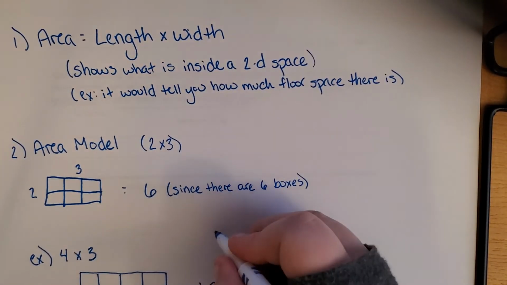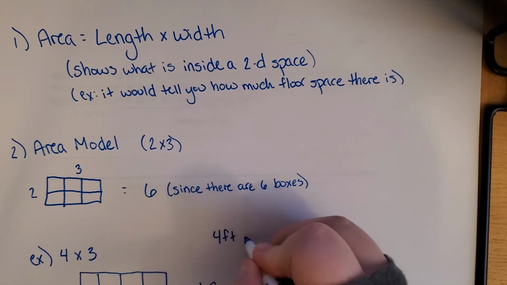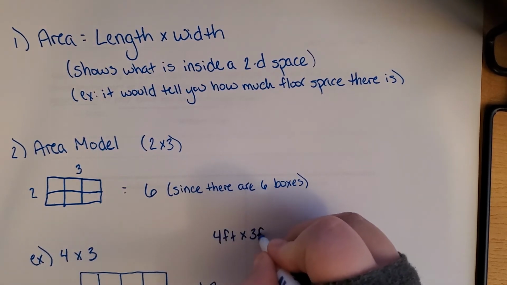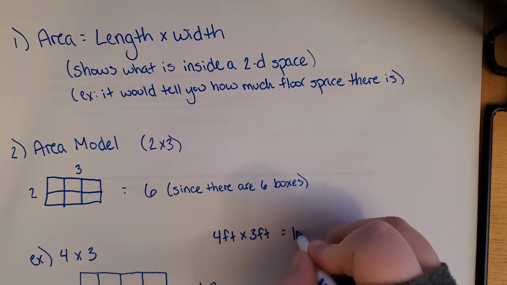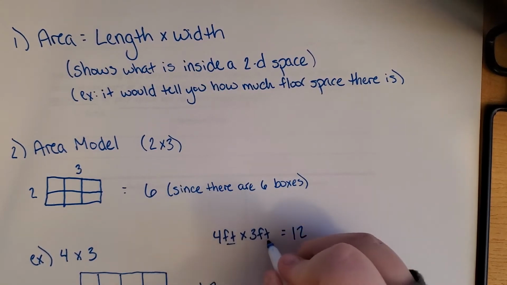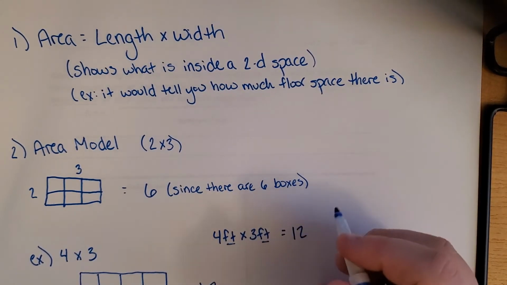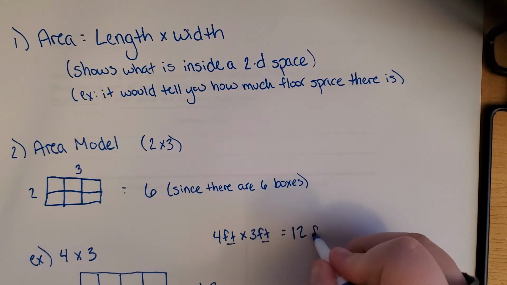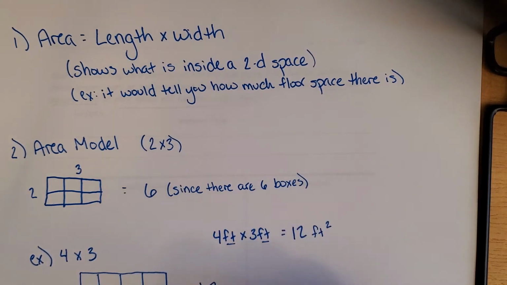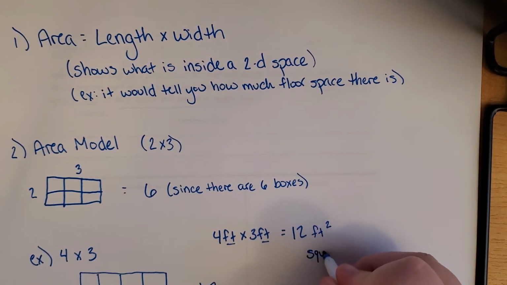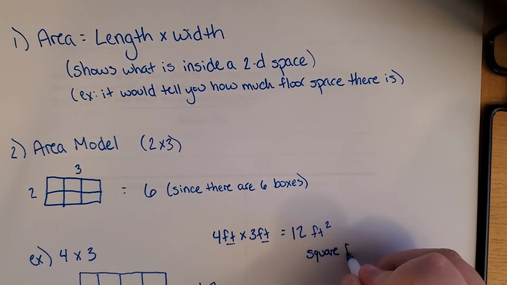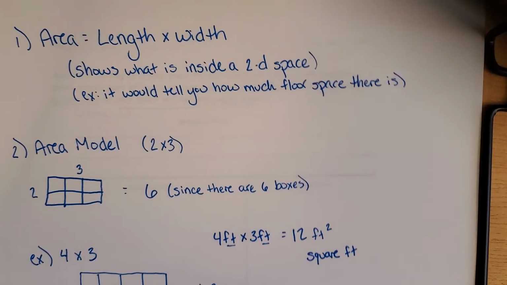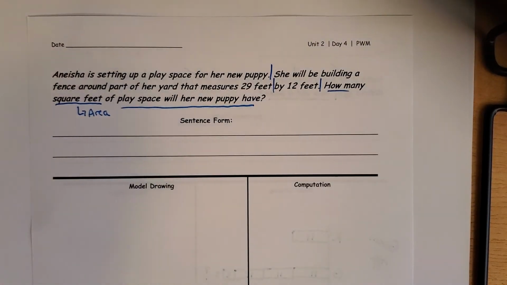If I had made this something like 4 feet times 3 feet, I'd still get 12 from my numbers, but then I have this label times this label, which if you guys remember back to exponents, could be written like this, and that 2 is for square. So you could also write it as square feet. That's where that comes from. Just a random fact for you today.